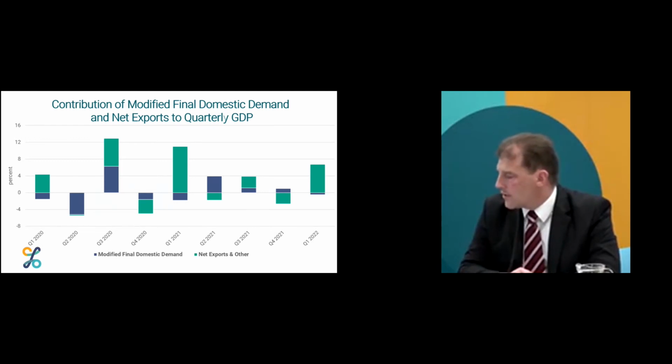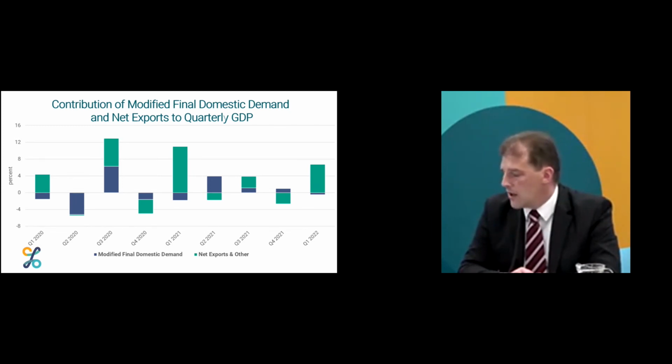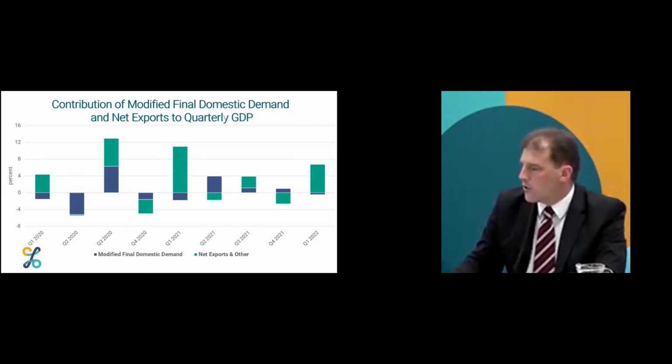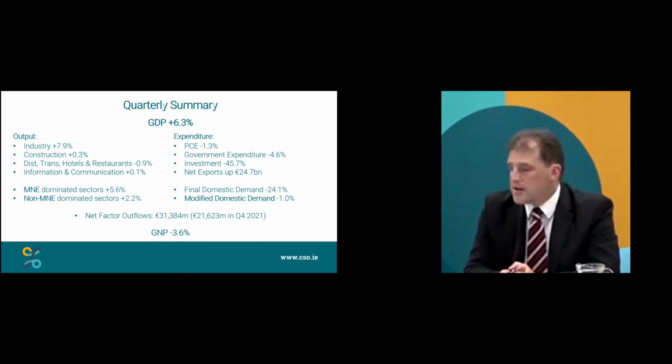A small negative in Q1 2022, and it's largely M&E effects that are giving you the growth rate. So to summarize, the quarterly GDP for Q1 is down from 10.8% to 6.3%, with some changes across the sectors, mainly because of base effects.